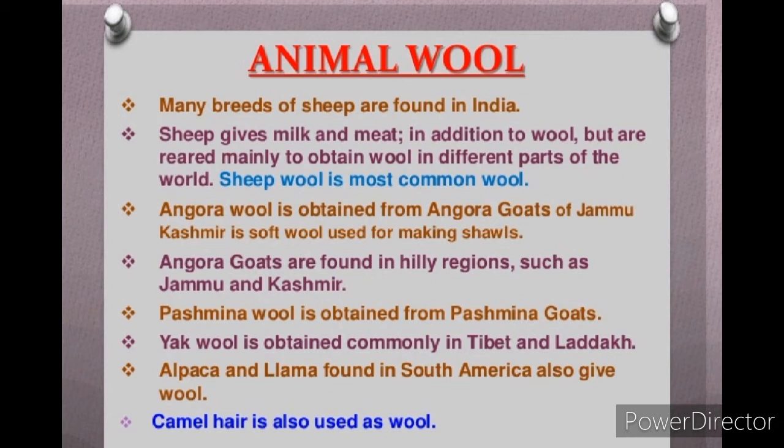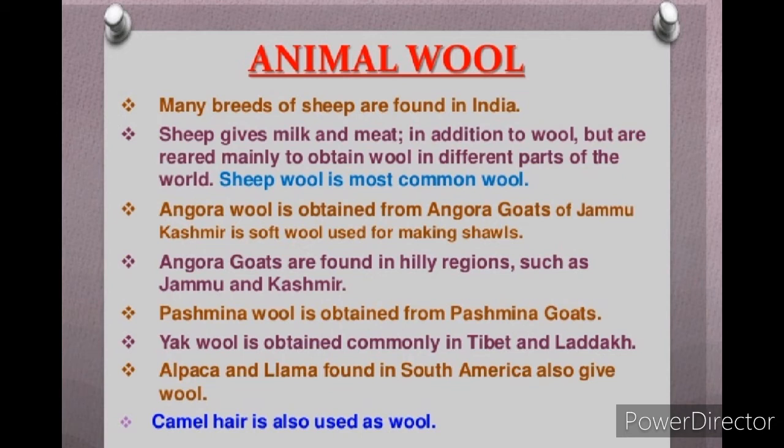Pashmina wool is obtained from Pashmina goats. Pashmina wool is very famous. Yak wool is obtained commonly in Tibet and Ladakh. Alpaca and llama found in South America also give wool. In the previous slide, we have seen the picture of alpaca and llama also. Camel hair is also used as wool.